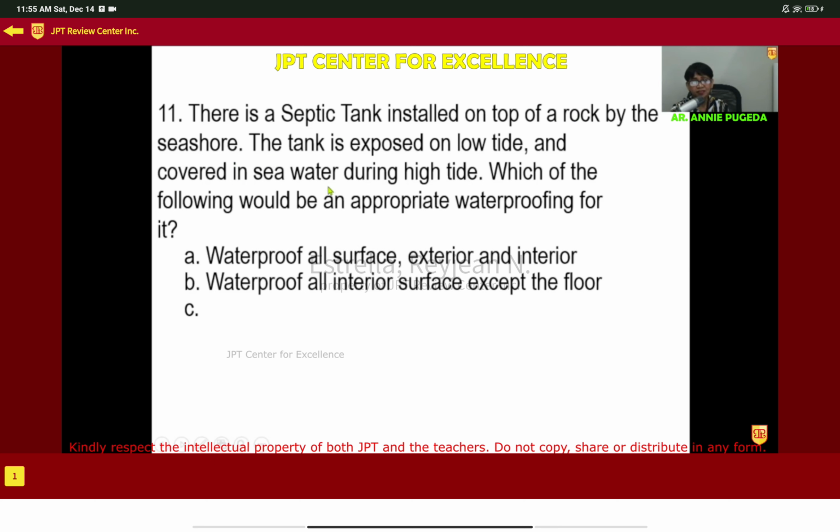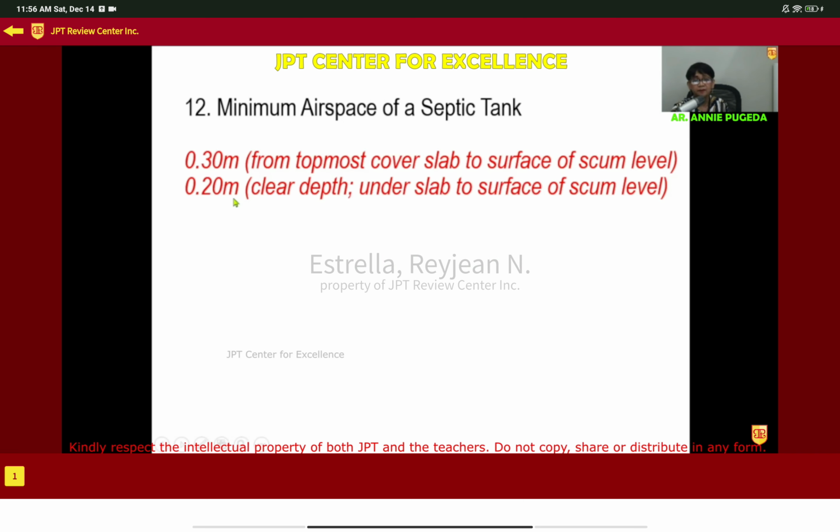There is a septic tank on top of a rock by the seashore. The tank is exposed on low tide and covered in seawater during high tide. This is nonsense, because first of all the septic tank has a manhole. If seepage of seawater occurs, it will ruin the digestion process because there is an airspace. If you insist it's airtight or watertight, waterproof everything, exterior and interior. Airspace, 0.20. This one is clear, including the slab. You always have to choose 0.20.